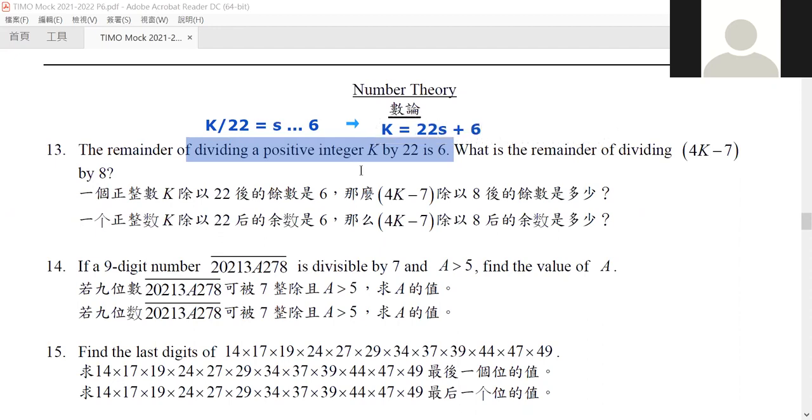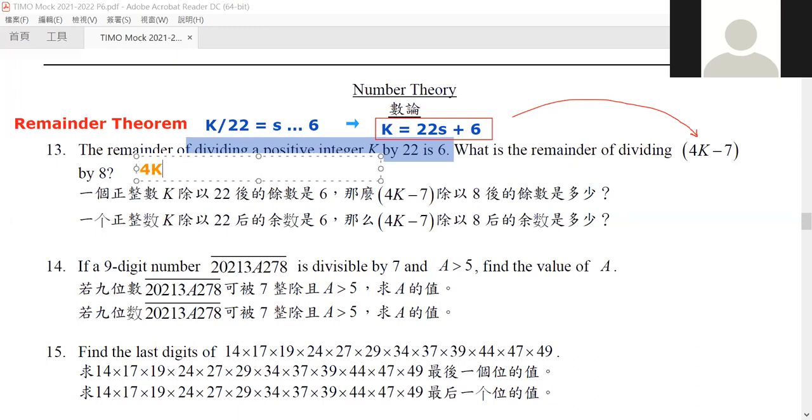This is the remainder theorem. We can rewrite our division into a multiplication equation, and we get equal values. So now let us use our remainder theorem and substitute this K into the expression. Let's see what is the value of 4K minus 7. According to our theory, K is equal to 22S plus 6.